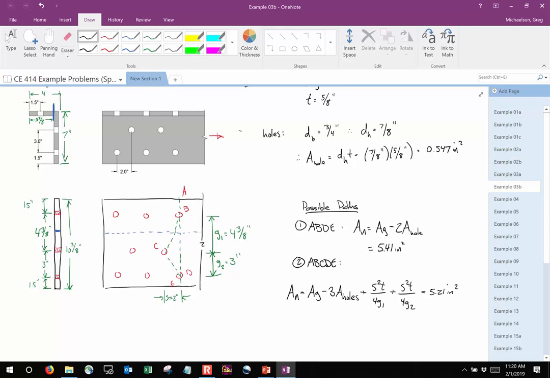So what is the net area? Is it this one or that one? Like the bigger one or the smaller one? Smaller one. So 5.21, yes. Stagger factor: we add one for every diagonal path. So because there's two diagonal paths, there's two of them.